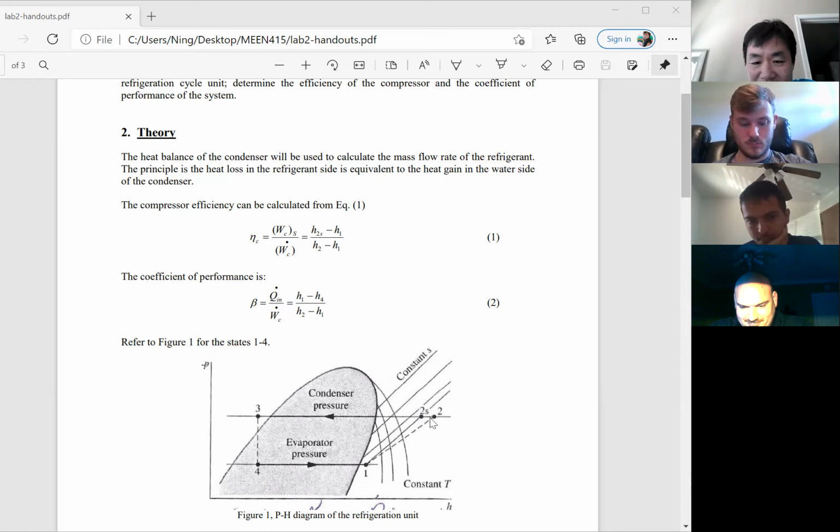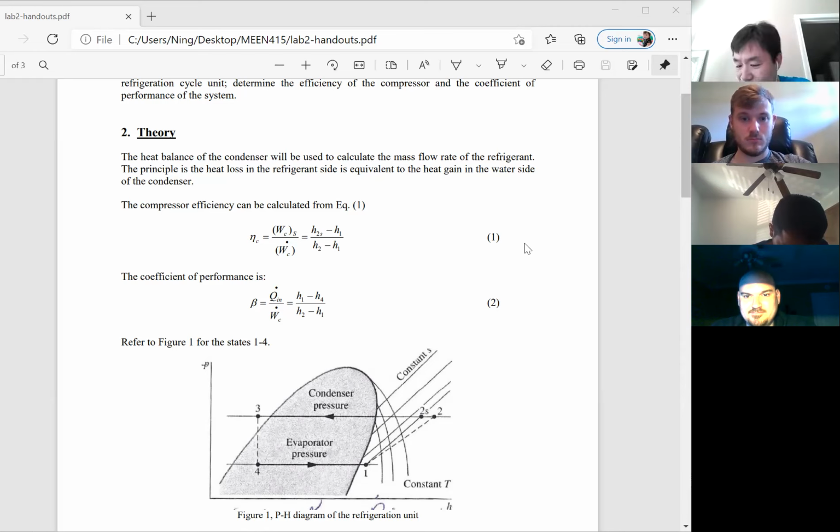Okay. This point 2 is the measured, the actual compressor outlet. That's why this efficiency has to be less than 1, right? So this one in the numerator is always smaller than the denominator. Okay, so that's the compressor efficiency.